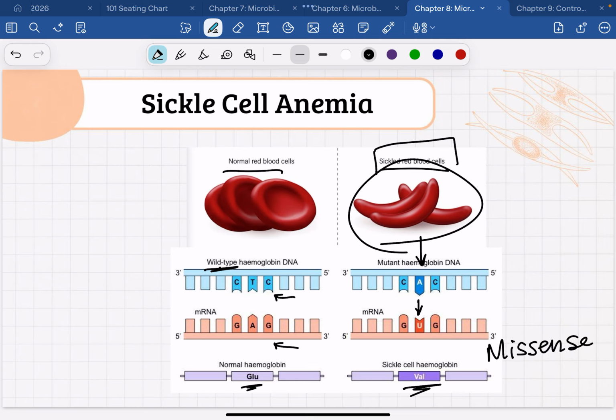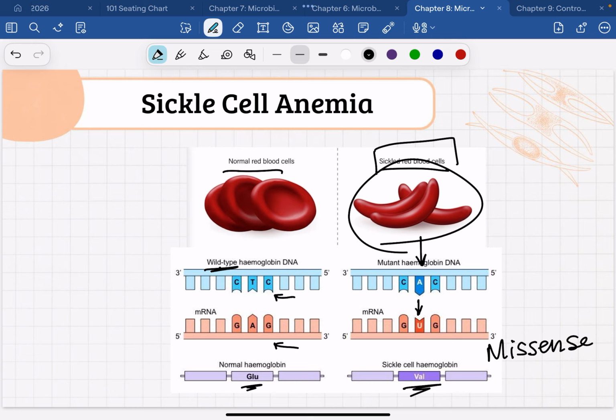Now, something that's also kind of interesting, and this is just a side note, not something you necessarily have to remember, but does anybody know what population of people sickle cell anemia is most common in? Yeah, it's most common in African Americans, or people of African descent, not necessarily African Americans. It's most common in people who are of African descent. Now, does anybody know why?